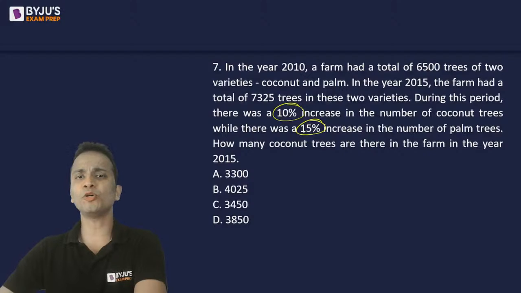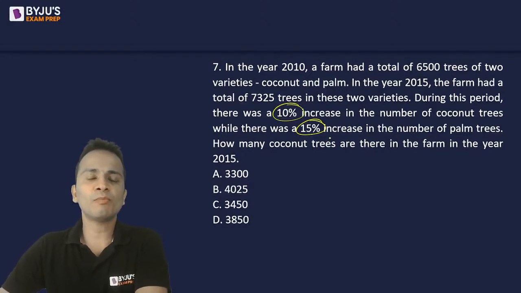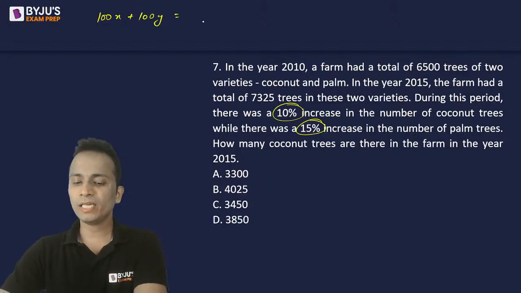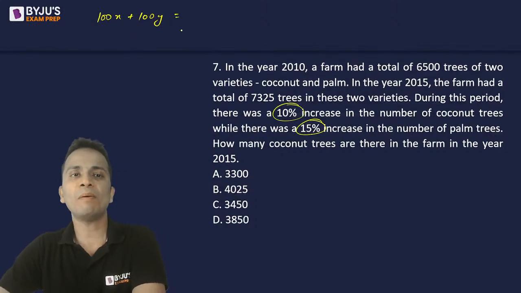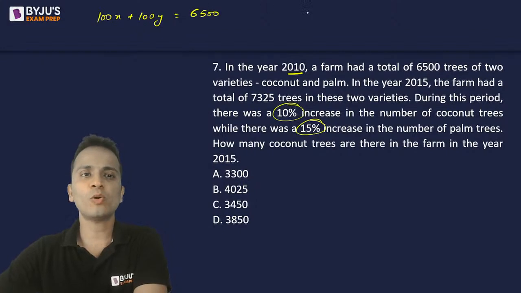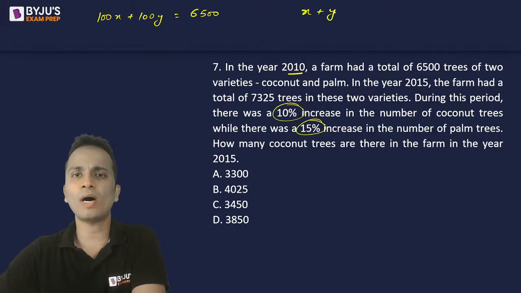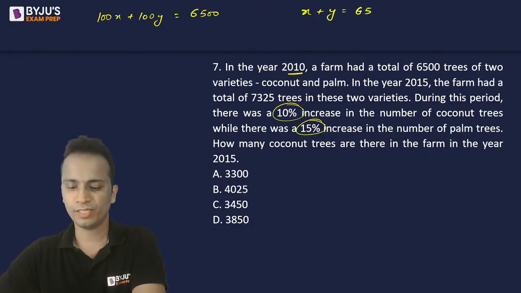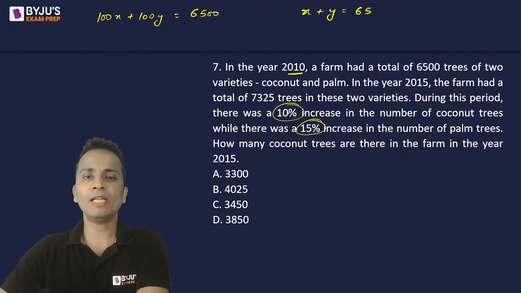Okay, now because of these percentages, I will assume the number of coconut and palm trees as 100x and 100y. Okay, so 100x and 100y were the initial number of coconut and palm trees respectively in the year 2010. Their sum is 6,500. So I get the equation x plus y is equal to 65. A very simple equation.